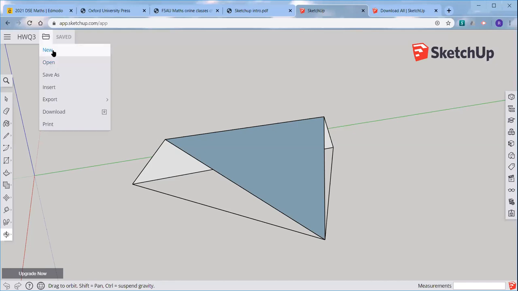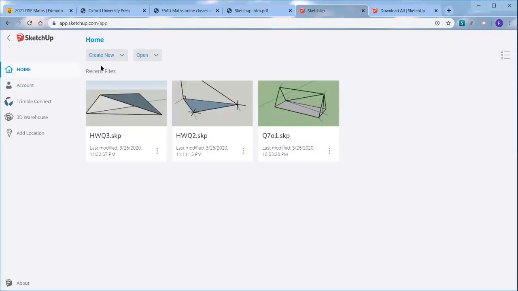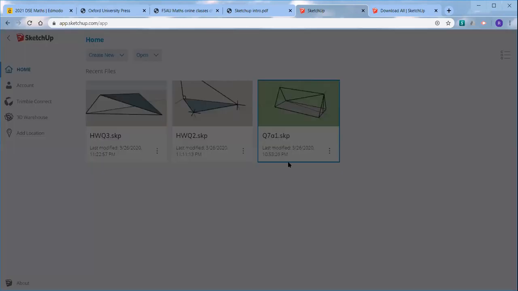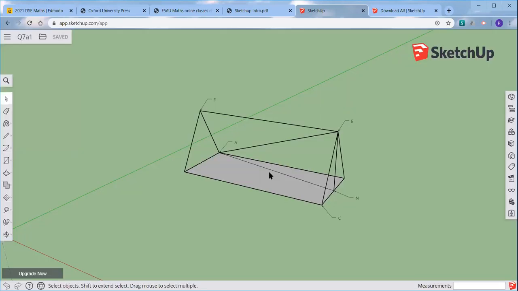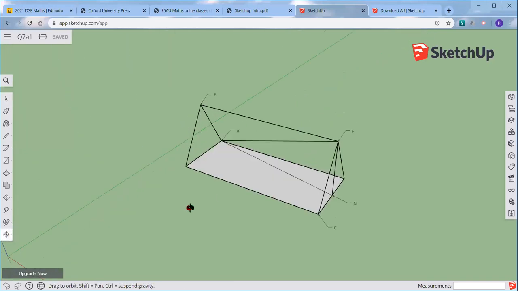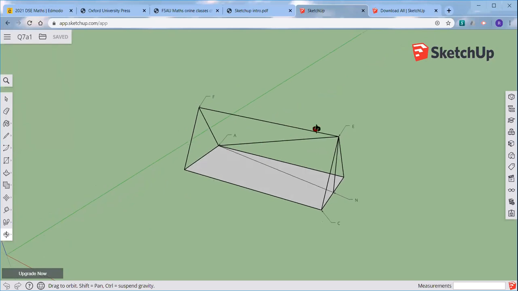All right, so let me show you this. This is the item in the question. Let me change to rotation. So we are talking about the line AE. This is the line AE.